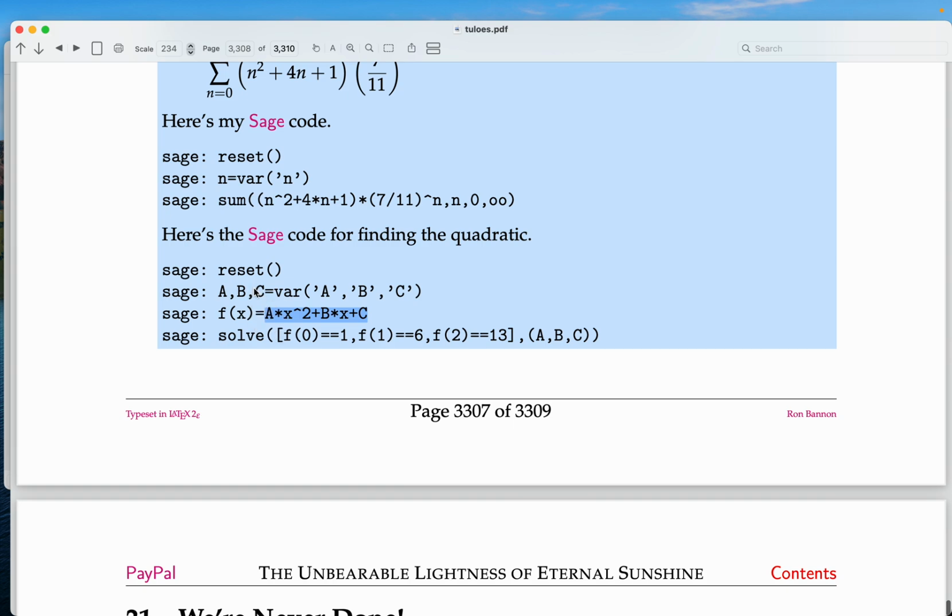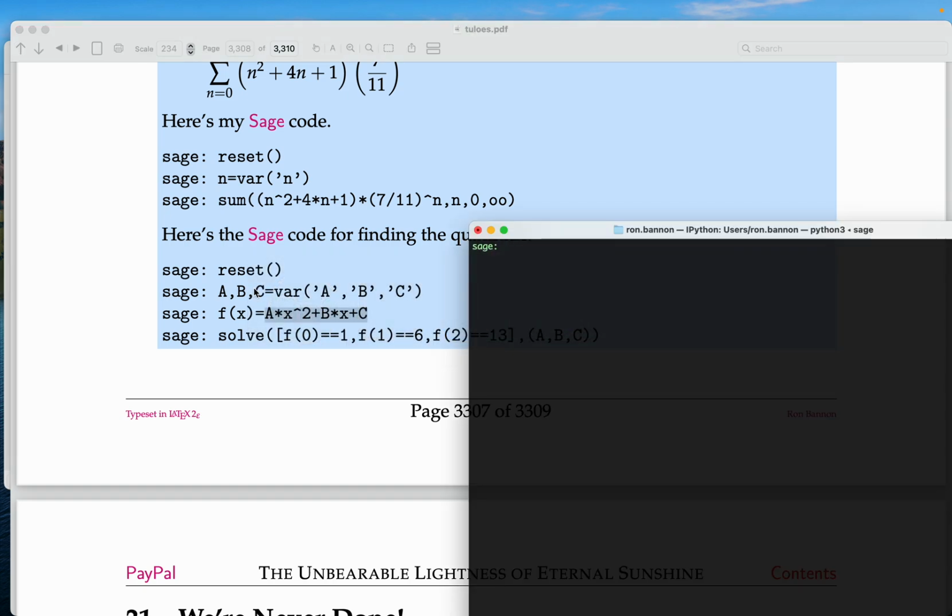I want to use Sage to do it, though. So let me go to Sage, and I'll talk you through the code. First thing is to reset. I think you should do that every single time when you're running it. And then a, b, and c are the variables that I'm looking for. These are the coefficients of the quadratic equation.